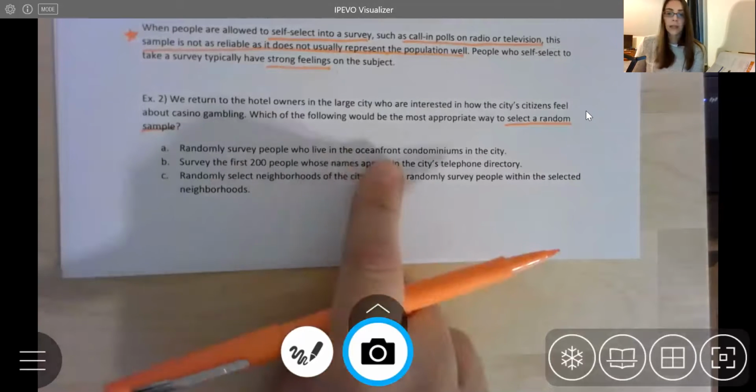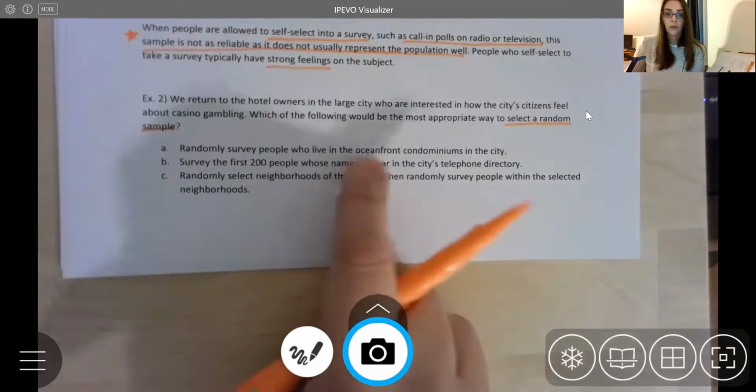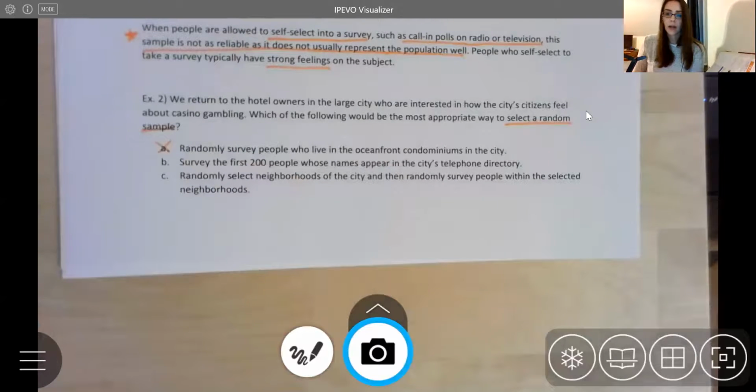Maybe that's just one small subgroup of the city, but it doesn't represent everybody overall. Or maybe they feel differently because they live on the ocean and maybe there's already a lot of hotels down there and they don't want any more, right? So this is not a group that's representative of the whole city. So even though it says random, that's not going to target the whole city's population.